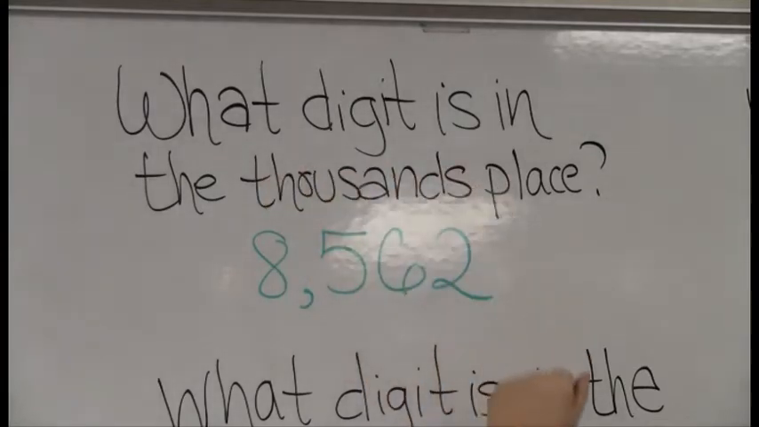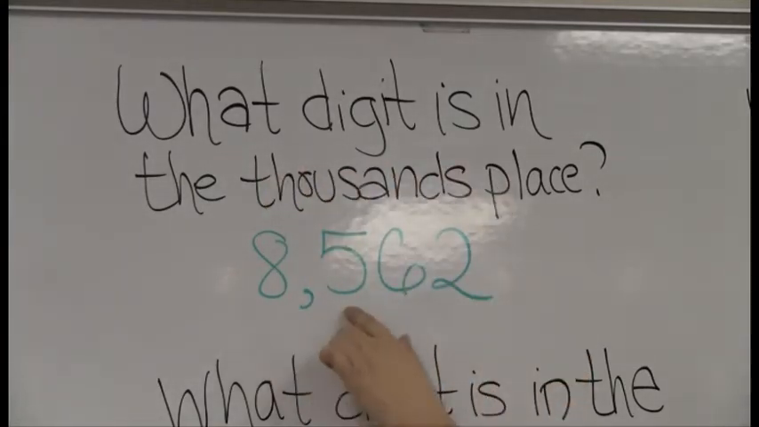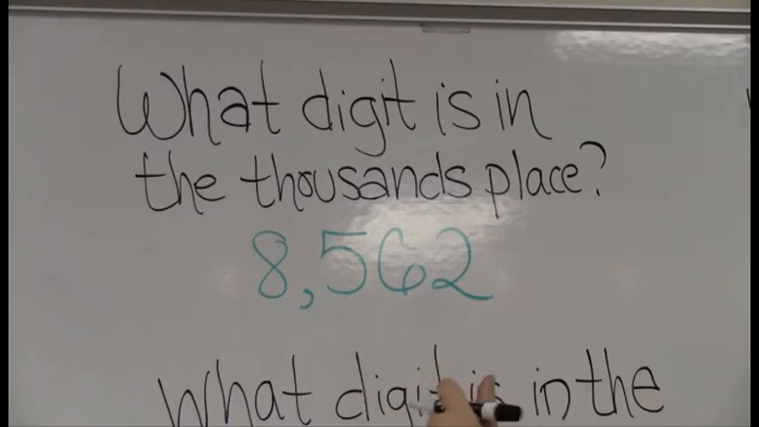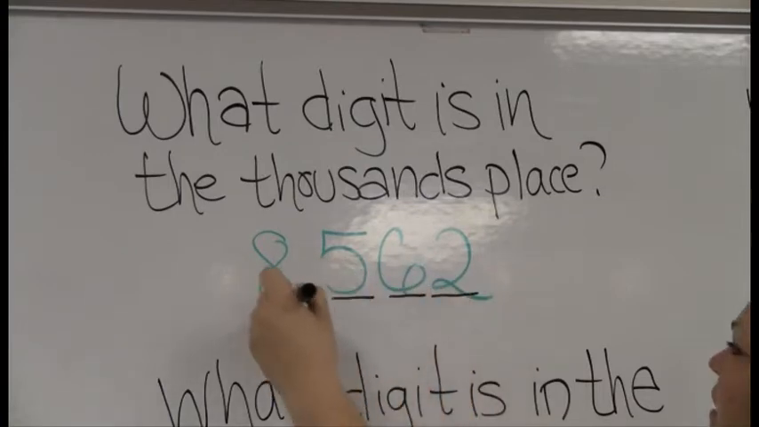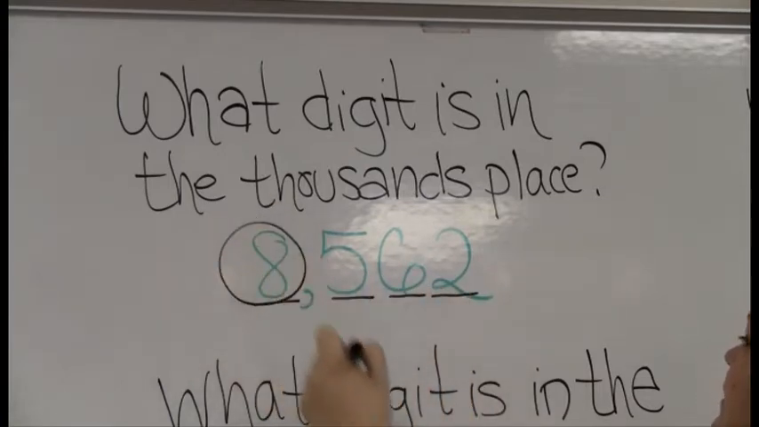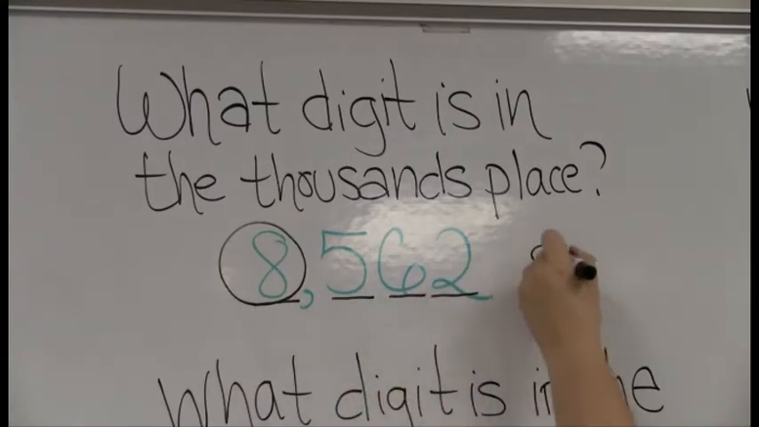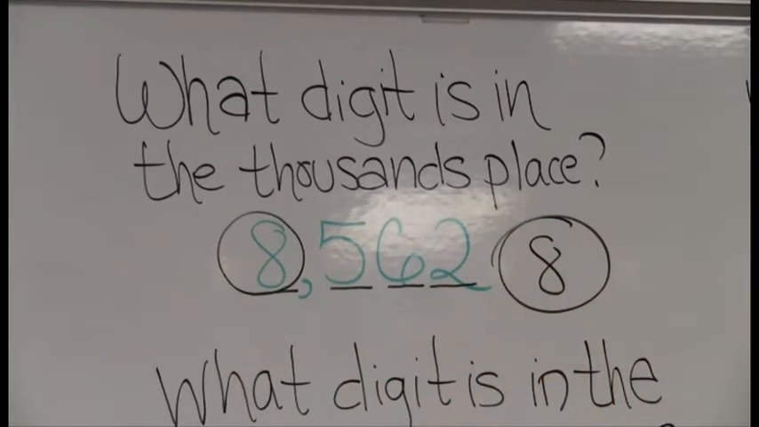So we come over here and we'll look at some larger numbers. This question asks what digit is in the thousands place, and I've got the number 8,562. You may remember that the thousands start after the comma, but we'll still start from the right and count back. So we can remember we have the ones, the tens, the hundreds, and finally the thousands. And so what digit is in our thousands place? That's the digit 8.